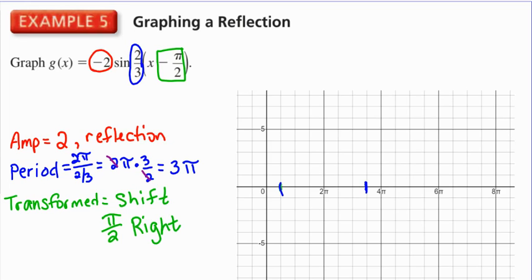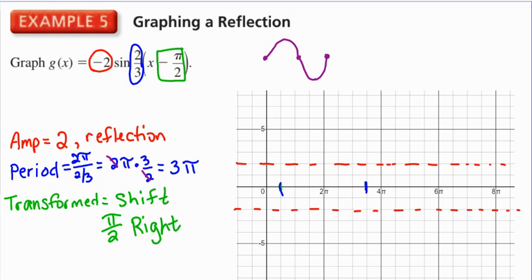And then finally, let's pull in the amplitude. The amplitude is 2, so that means that my maximum is going to be up here at 2, and my minimum is going to be down here at y is -2. But we have to remember that we have a reflection in there. Our typical sine function is going to start in the middle, go up high, go back to the middle, go down low, go back to the middle, except that we are reflecting this. So instead of going to the maximum, we're going to go down and then back to the middle and then up and then back to the middle.